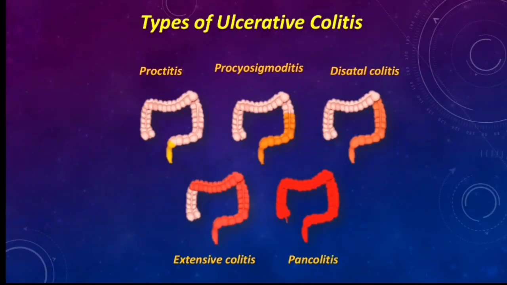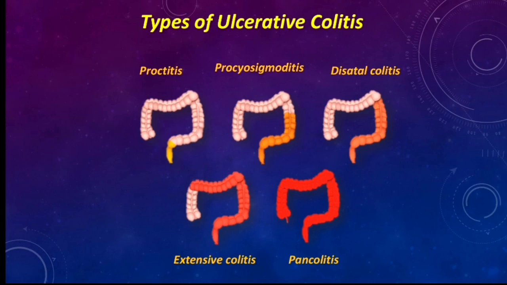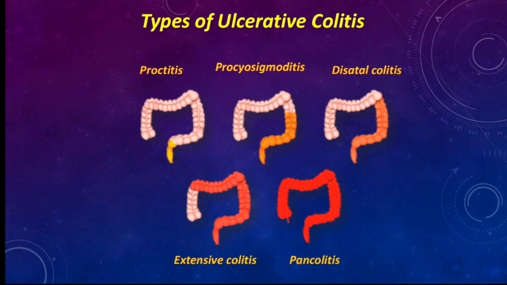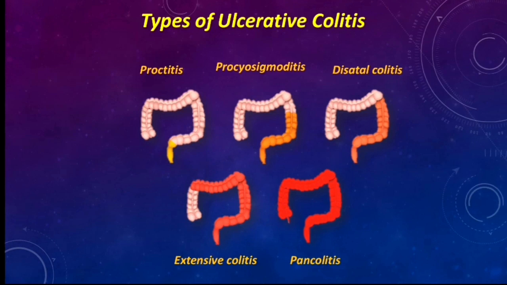So we have the types of ulcerative colitis. In proctitis, it includes only the rectum, while in proctosigmoiditis, the inflammation includes the sigmoid colon and rectum. Distal colitis includes the descending colon, sigmoid, and rectum, while extensive colitis includes the transverse colon, descending colon, sigmoid, and the rectum. Pancolitis is when all the colon is involved in the inflammation.